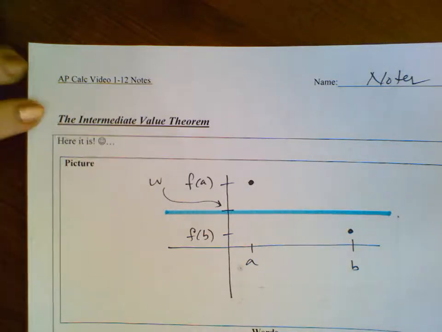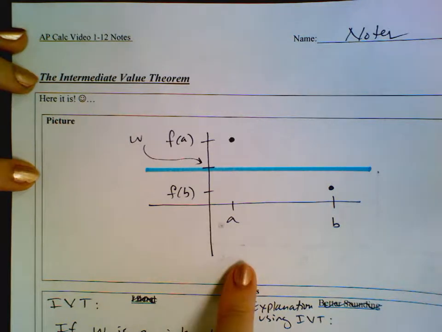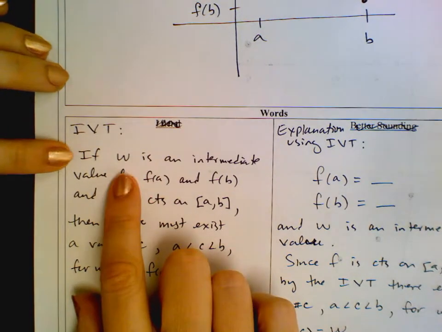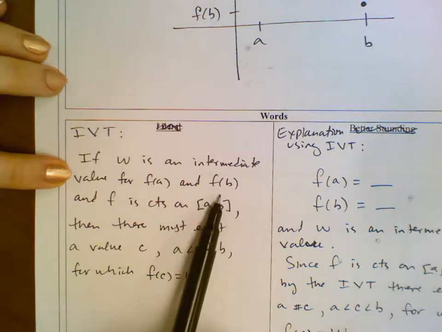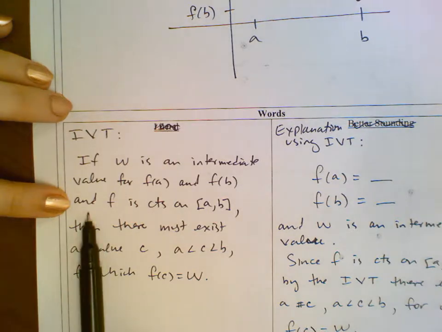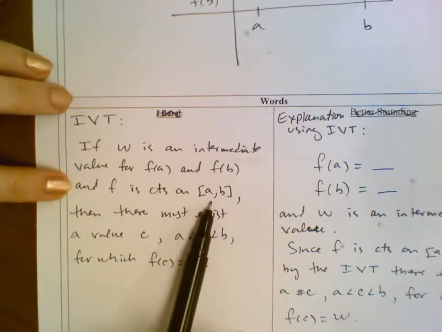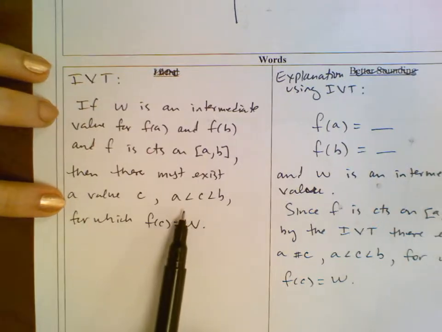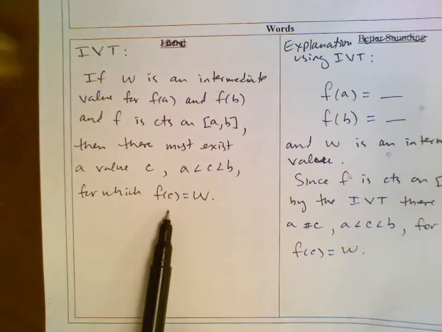Okay, so the intermediate value theorem, so here it is. So this picture, let's come back to it in a moment. So here's the intermediate value theorem. It says if W is an intermediate value for f of A and f of B, okay, so that's one condition, and f is continuous on the interval A to B, then there must exist a value C, A less than C less than B, for which f of C equals W.